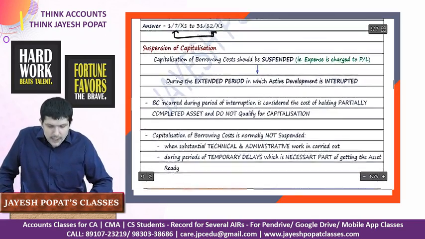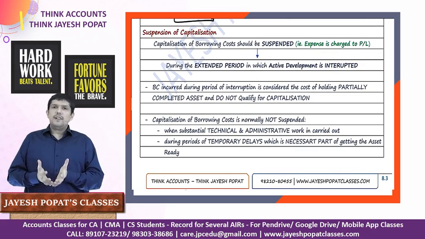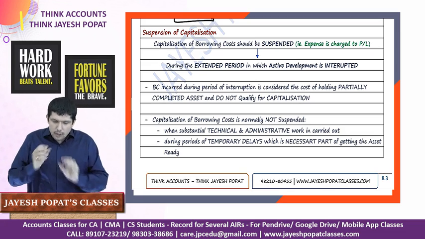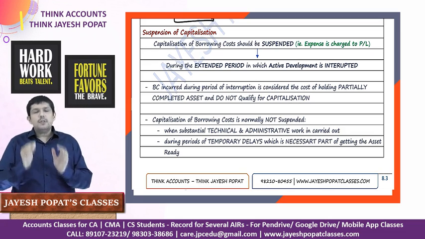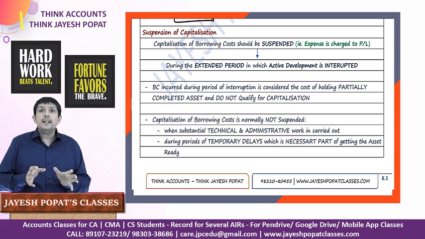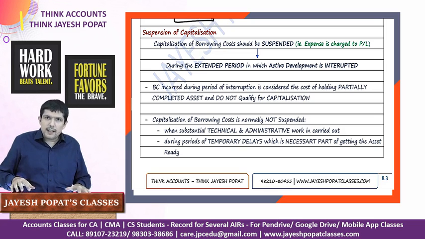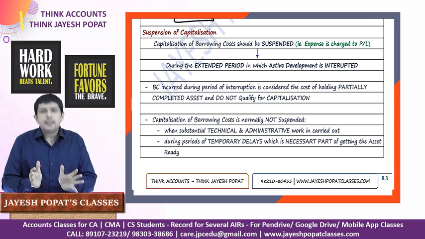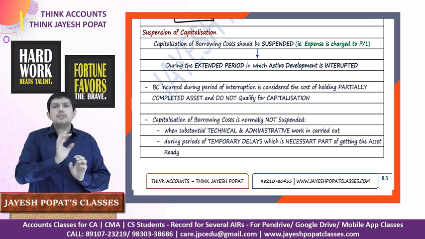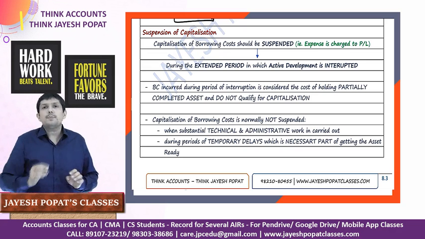Now we'll talk about suspension of capitalization. See, we are making a qualifying asset. We are eligible to capitalize the borrowing cost to the cost of the qualifying asset. Now, there could be a scenario where for a temporary period the work is halted, right? Which leads to no work being done on the qualifying asset. Therefore, for that particular period, you will not capitalize the borrowing cost to the cost of the asset, but you will charge off this borrowing cost to the statement of profit and loss.